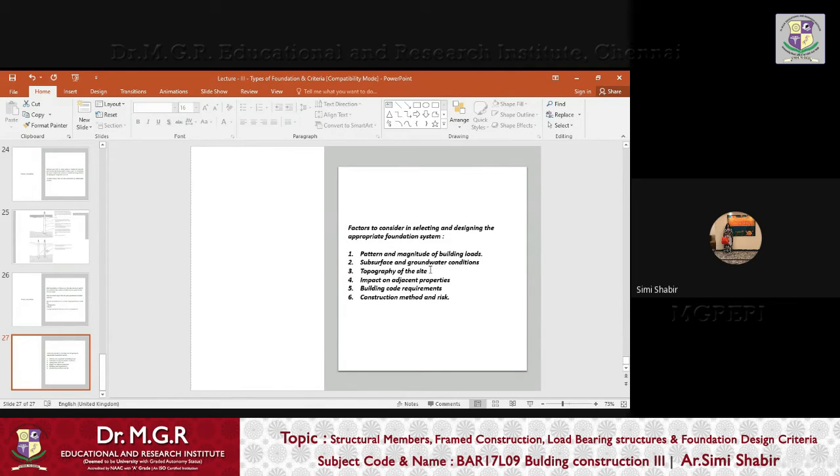But before that, let us have a look at the factors that we need to consider while selecting and designing the appropriate foundation system. So the pattern and magnitude of the building load, subsurface and groundwater conditions, topography of the site, impact on adjacent properties, building code requirements, construction method, and risk. So these are the factors that we need to consider before we start to design the appropriate foundation system.